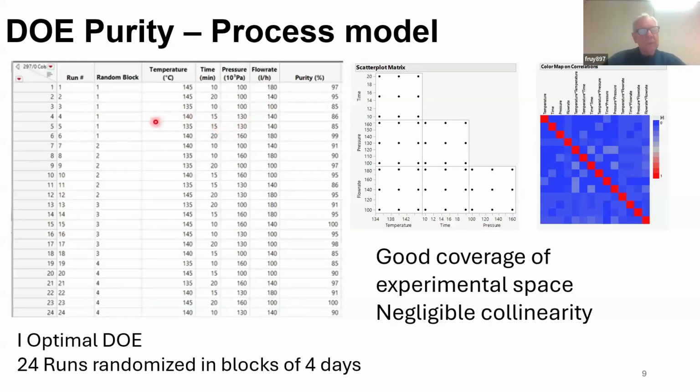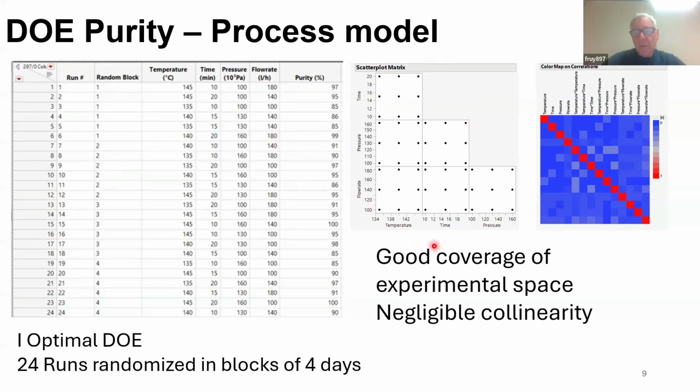So based on this information, we will try to... the DOE was an optimal DOE because we were expecting that all parameters have a significant effect. So we made an optimal DOE for 24 runs. Okay, and it will be randomized over in blocks of 4 days. So 6 blocks per day. So there will be 4 random blocks in this DOE.